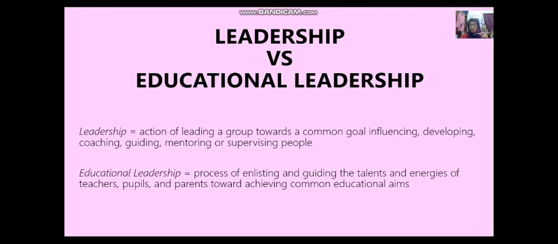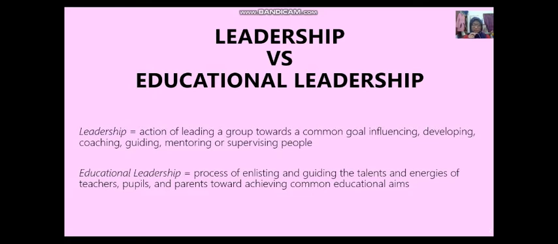So for the first one, we take a look at what is leadership versus educational leadership. So leadership is the action of leading a group toward a common goal, influencing, developing, coaching, guiding, mentoring, or supervising people. In this definition, we can take a look at an example in a football team. In a football team, there will be a captain, right? The captain will act as a leader that motivates other team members if the members are down, a leader that organizes strategies in order to have a common goal, which is to score a goal.